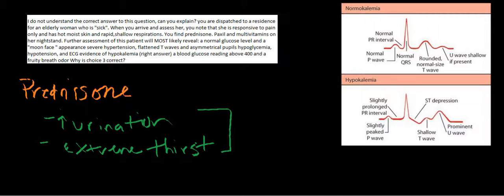Further assessment of this patient will most likely reveal what? So I'll walk you through why an ECG evidence of hypokalemia is the right answer, okay? Prednisone, some of the side effects are increased urination and extreme thirst. So this clues me into the fact that this patient might be experiencing some dehydration, okay? So if this patient is experiencing some dehydration, that means that she's excreting a lot of electrolytes. Sometimes some of the other side effects are fever or cold sweats, which again alludes to the fact that this patient might be dehydrated.